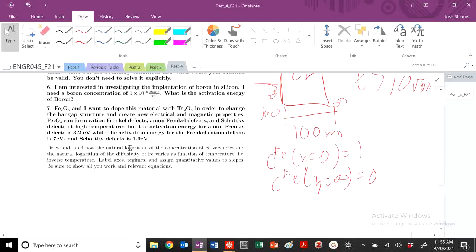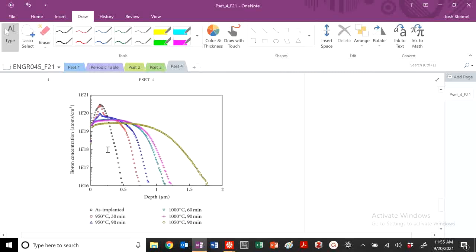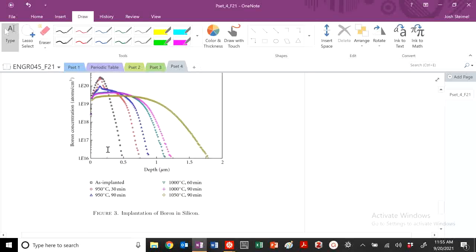I'm interested in investigating the implantation of boron in silicon. I need a boron concentration of 1 times 10 to the 16th atoms per centimeter squared. So what is the activation energy of boron? So I need a boron concentration of 1 times 10 to the 16th. All right, so I need to be over here. And then I'm asking, what is the activation energy of boron? So I know I have this equation, D equals D naught exponential minus Qa divided by kT. We solved that last time.